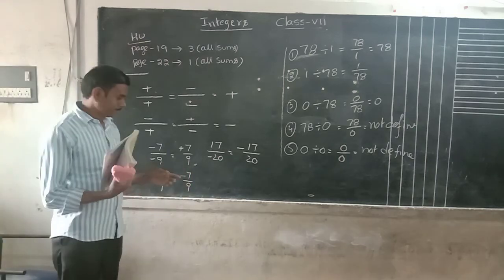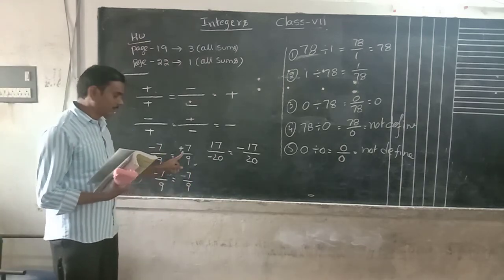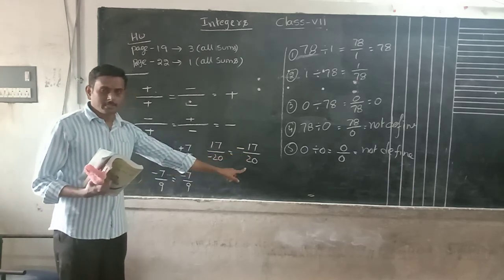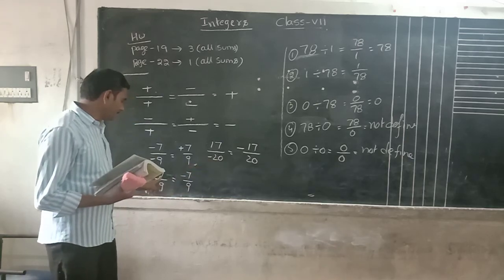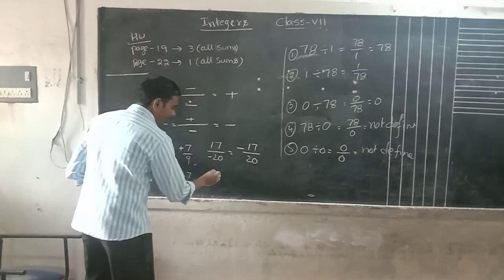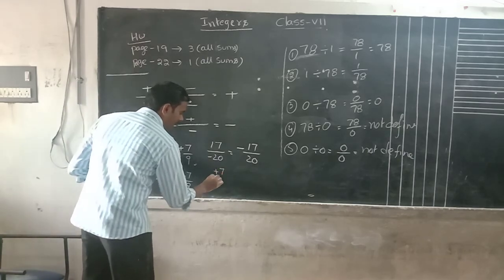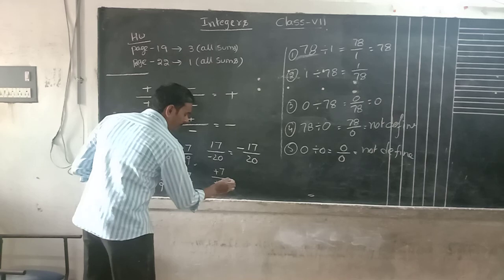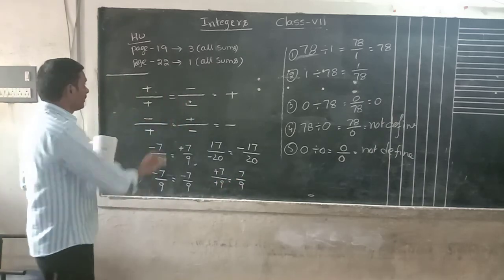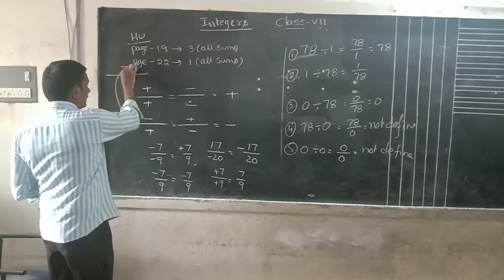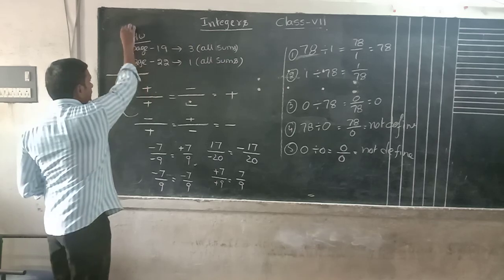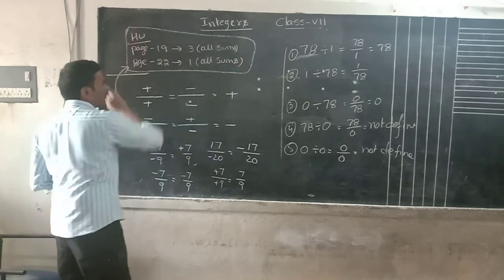Okay, so here minus 7 by minus 9 equals 7 by 9. 17 by minus 20 is minus 17 by 20. Similarly, for this also, plus 7 by plus 9 is how much? 7 by 9. Okay, what is the work here today? We have to follow these steps here. We can easily do it. Already in the previous class also we got it. These two page sums we have to complete for homework.